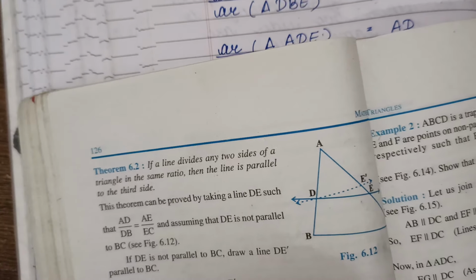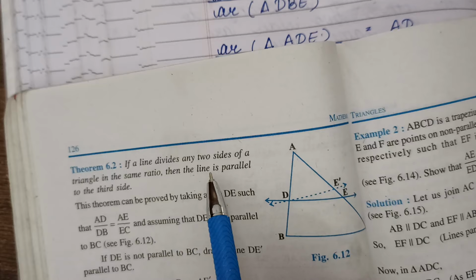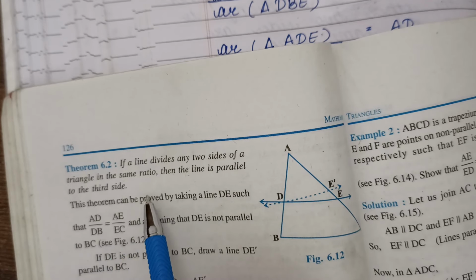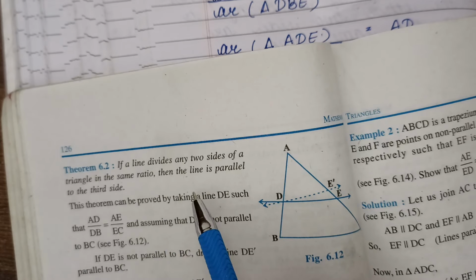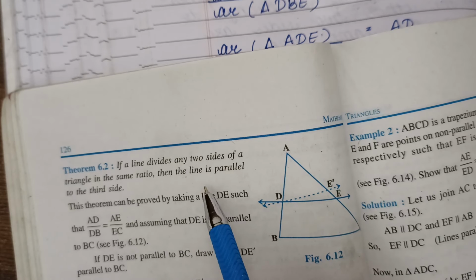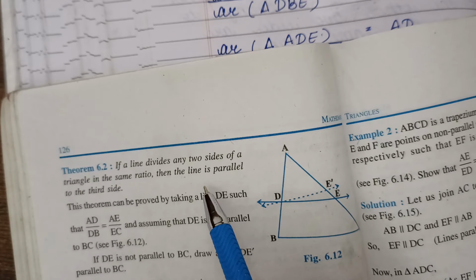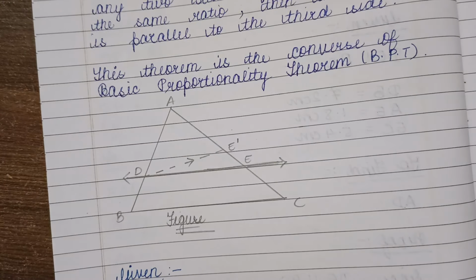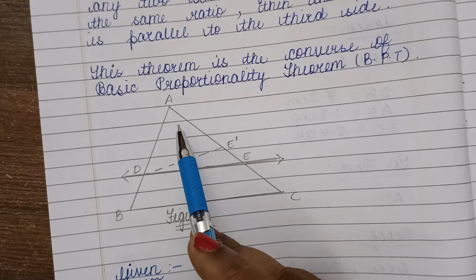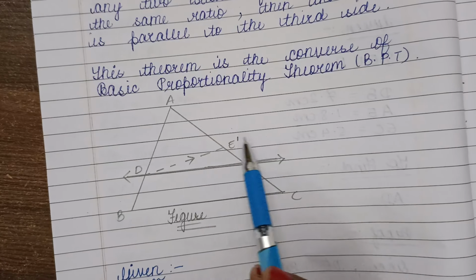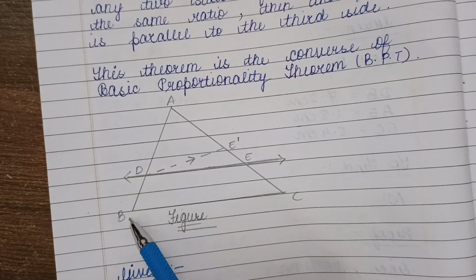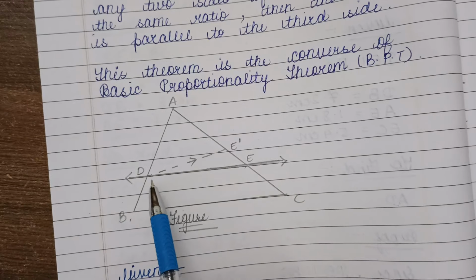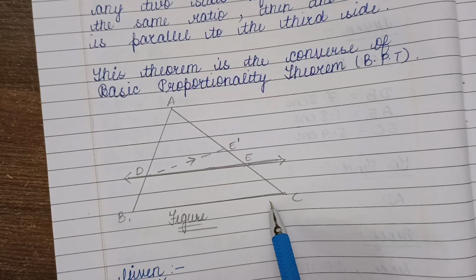Now let us do the second theorem. If a line divides any two sides of a triangle in the same ratio, then the line is parallel to the third side. This is called the converse of the basic proportionality theorem or Thales theorem. So let us prove this. Now in triangle ABC, okay, it is given that AD by DB is equal to AE by EC. We have to prove that DE is parallel to BC.